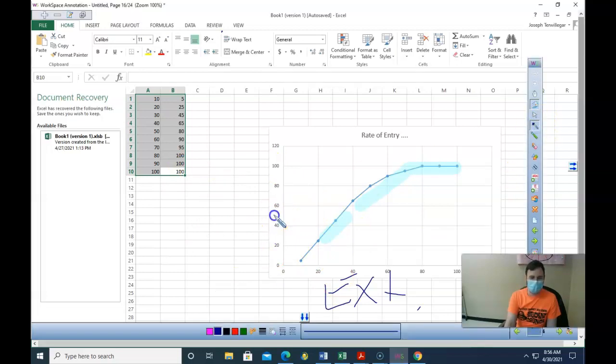So I go to 50. And this is actually something. And you think about at 50, where would that be on the graph? About.